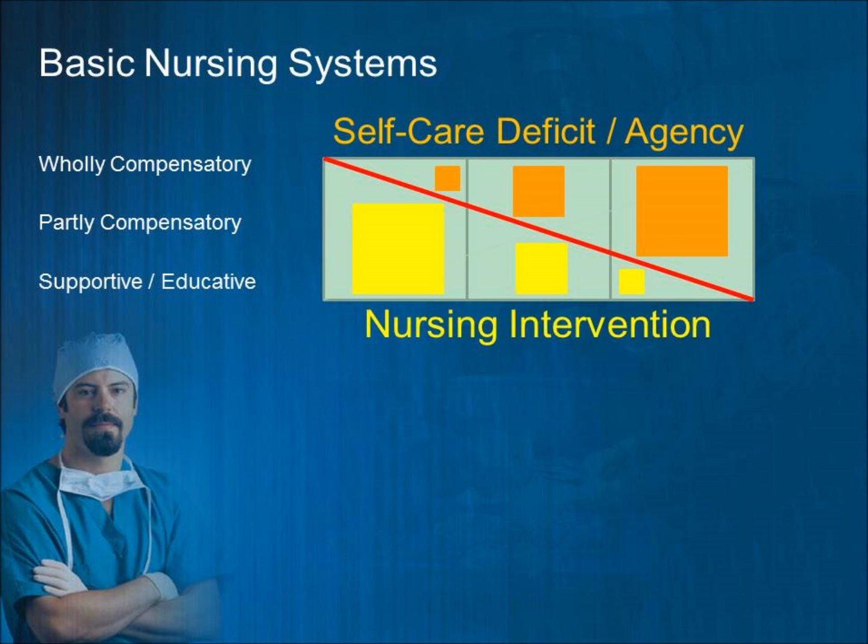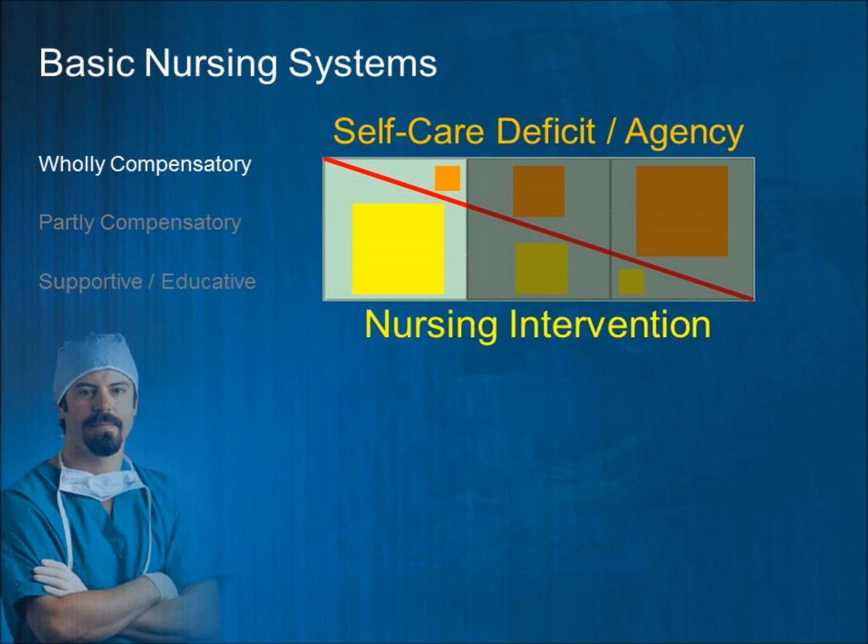The graphic to the right depicts the relationship between patient self-care deficit and agency, or ability for involvement, related to nursing intervention. There is an inverse relationship between self-care deficit in orange and nursing intervention in yellow. Let's review these three systems.